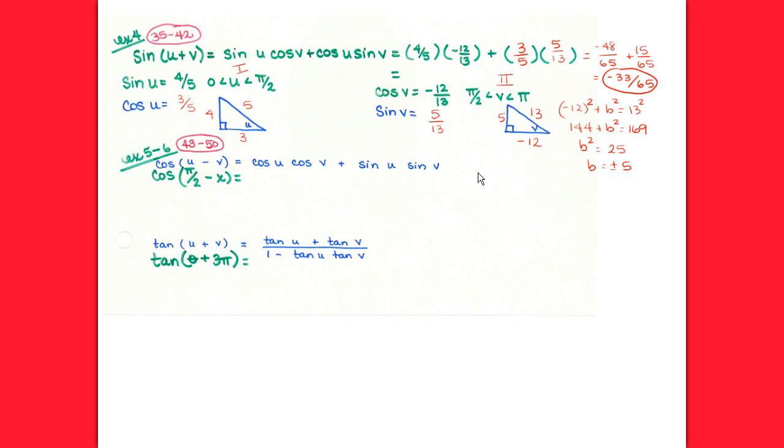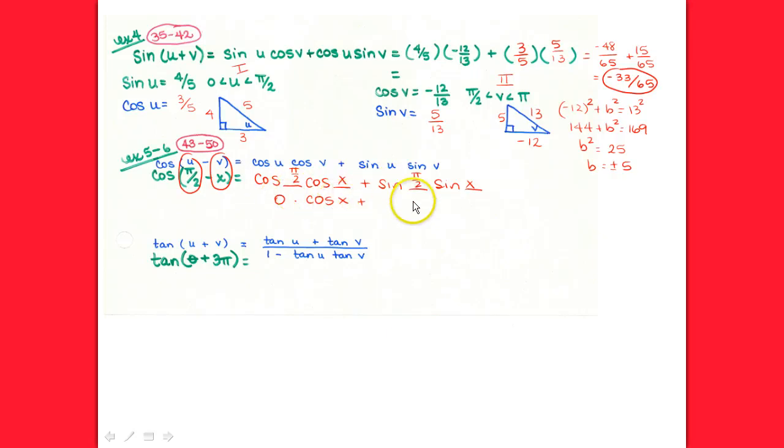What are we going to put in for u? Pi over 2. What are we going to put in for v? x. So let's go through and put pi over 2 in the place of u and x in the place of v. I don't know the cosine of x because I don't know what x is, but I do know the cosine of pi over 2. What's the cosine at pi over 2? Cosine at 90 degrees or pi over 2? 0. So we're going to have 0 times cosine x.